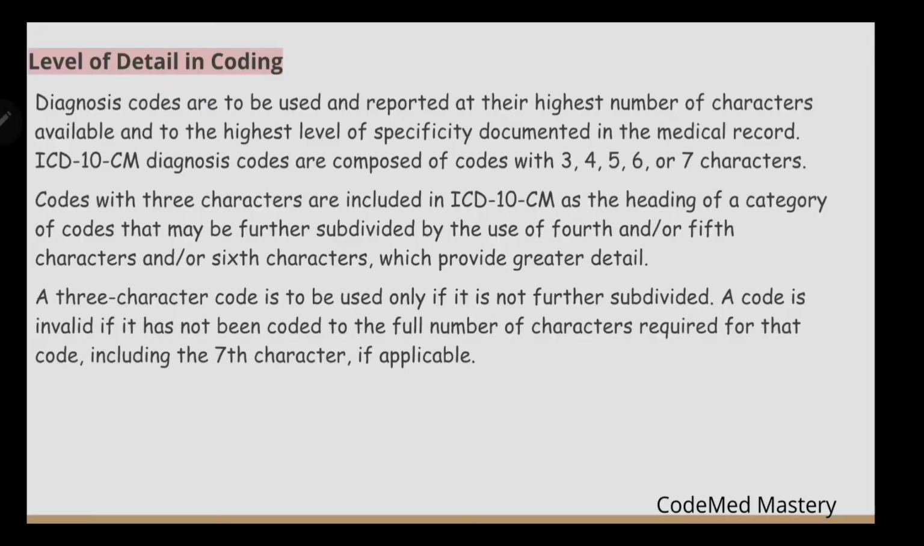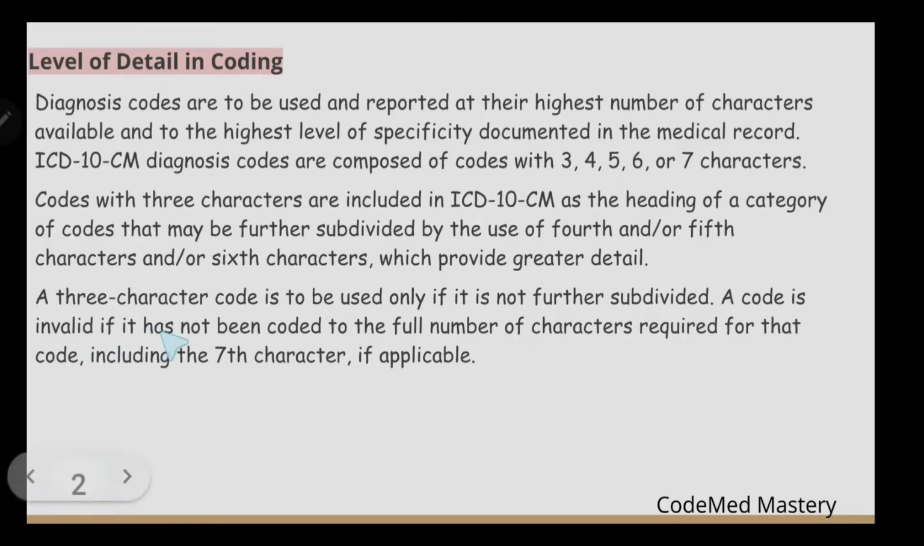Let's start. First is level of detail in coding. Diagnosis codes are to be used and reported at their highest number of characters available and to the highest level of specificity documented in the medical record. It means that we have to code to the highest degree of specificity. So a 3-digit code may be used only when the category is not subdivided further. When a 3-digit code has subdivisions, the appropriate subdivision must be coded.